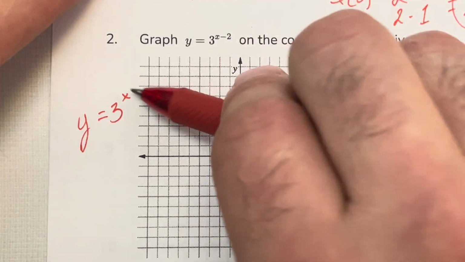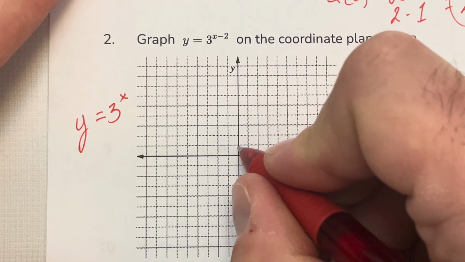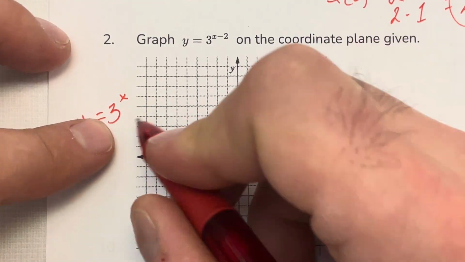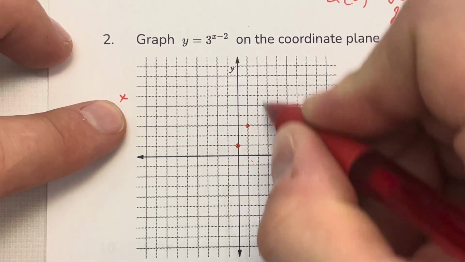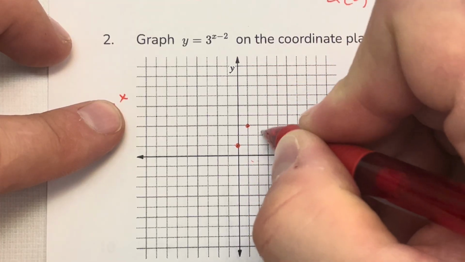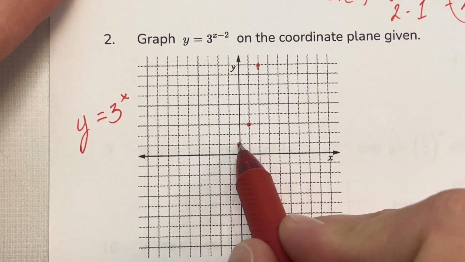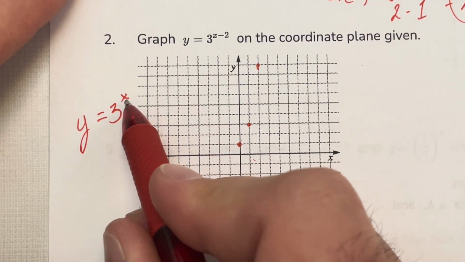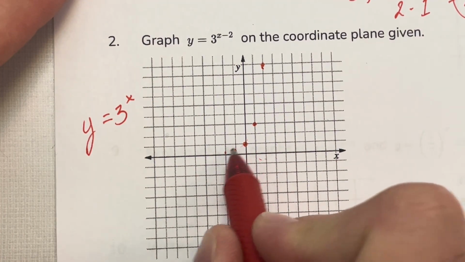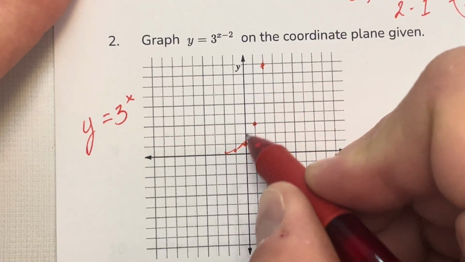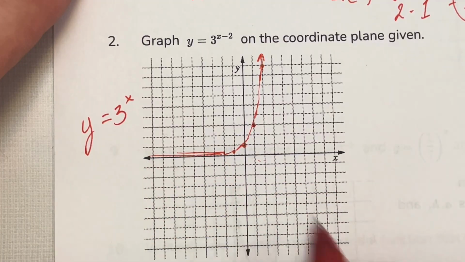I'll do this in red. So 3 to the power of 0 would be 1. 3 to the power of 1 would be 3. So we got 1, 3. 3 to the power of 2 would be 9. So 2, 9. And that would be our graph like that. And then also 3 to the negative 1 power would be 1/3, and then 1/9 and all that jazz. So in red, this isn't the graph of the equation they wanted us to graph, but this is the base graph. There's our horizontal asymptote.